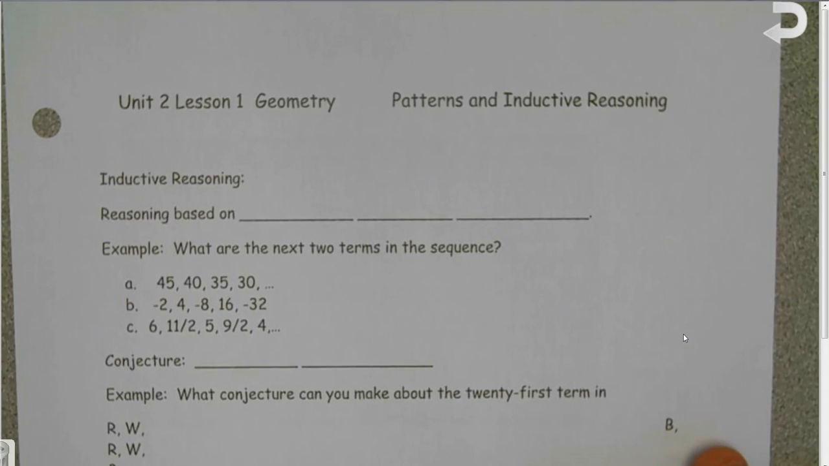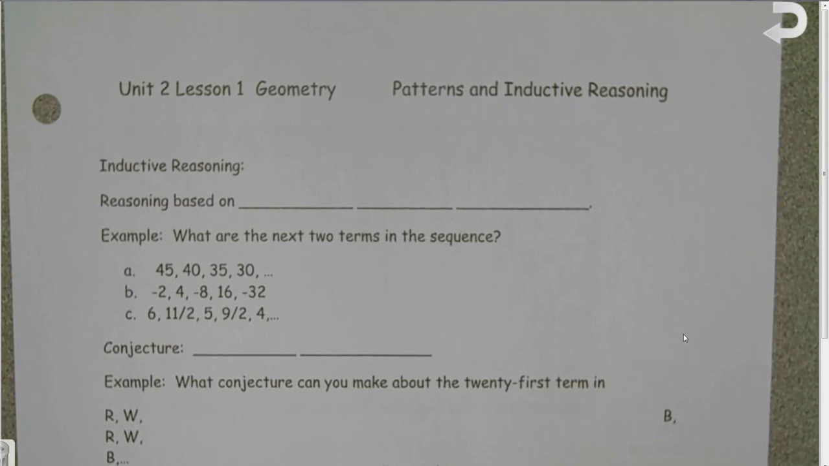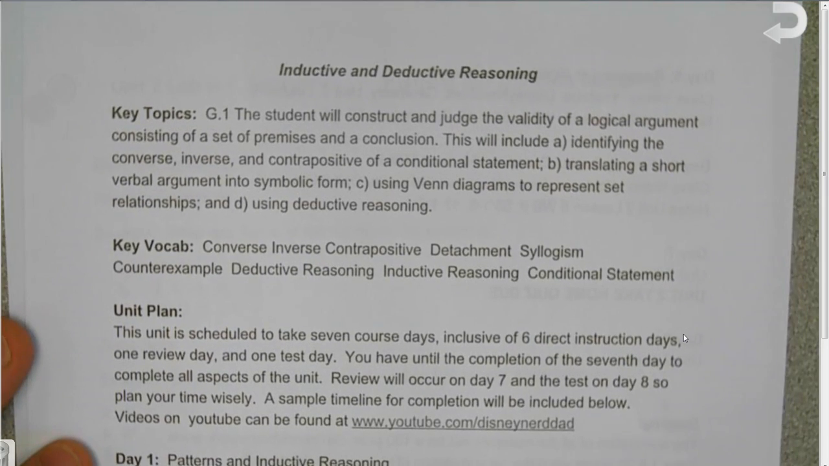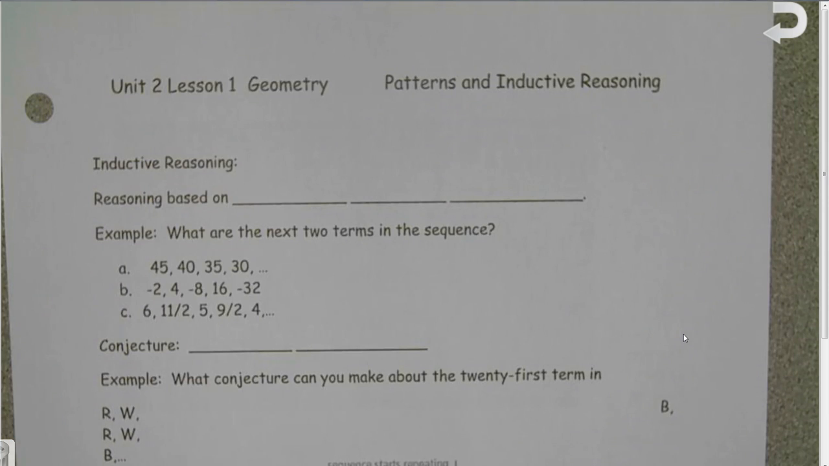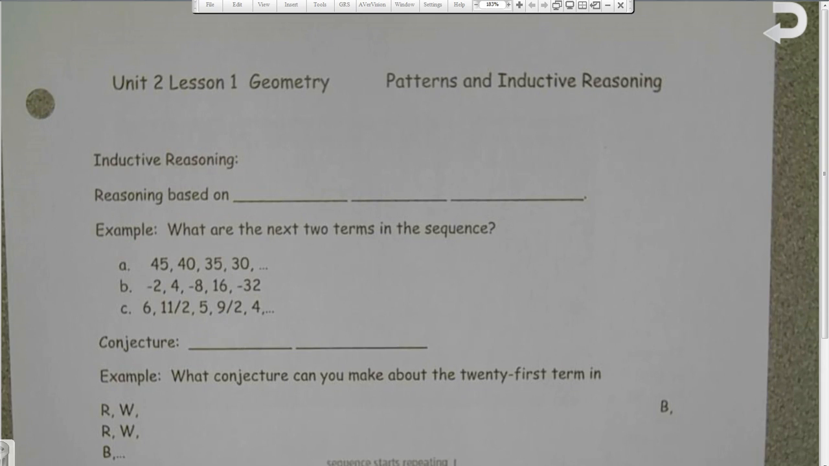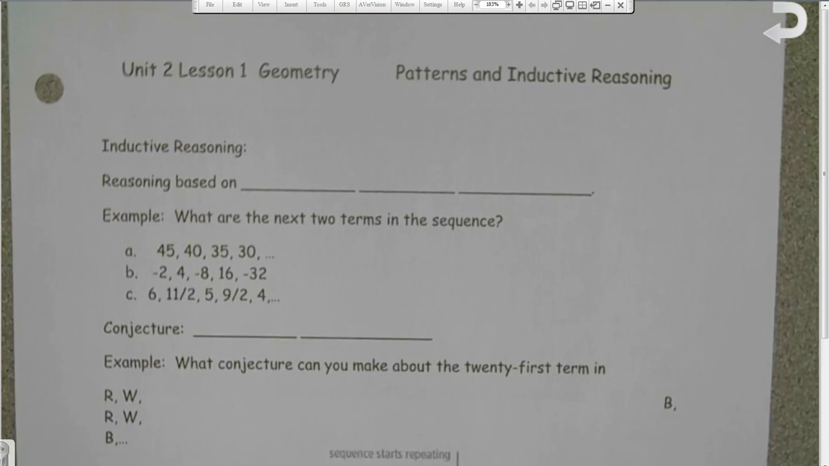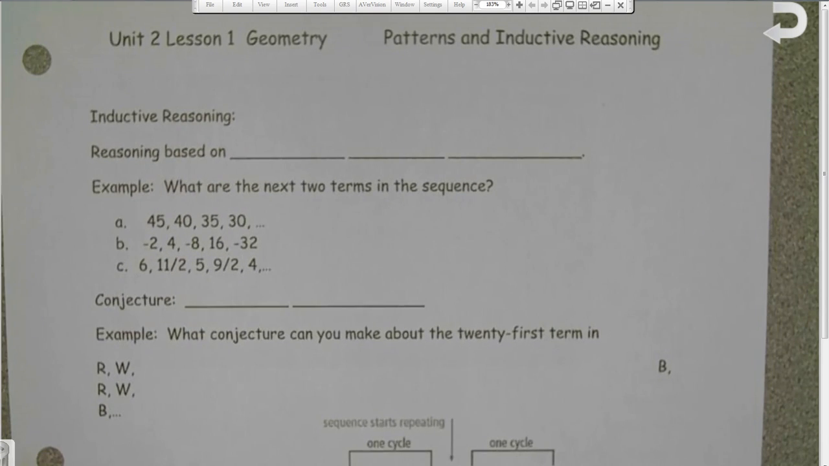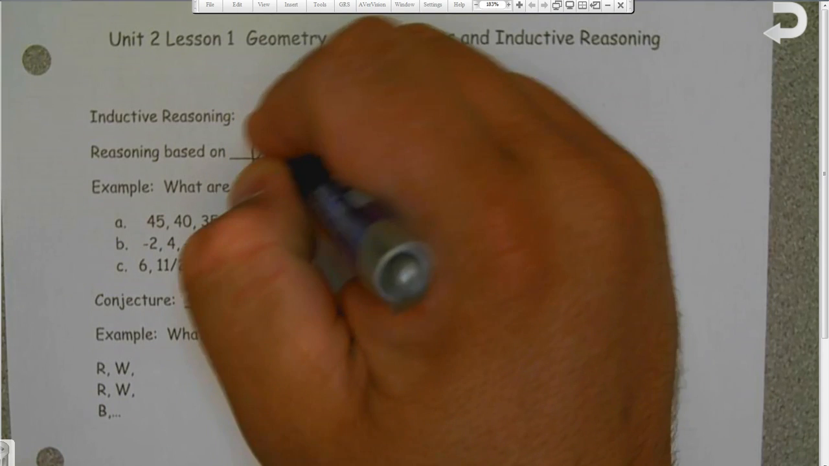Okay, guys, so we're in Unit 2, and we're in Inductive and Deductive Reasoning, and we're basically going to be talking about patterns, and it's a lot of words in geometry in this portion, so we're going to talk about, basically, patterns first. So inductive reasoning is reasoning based on patterns you observe.